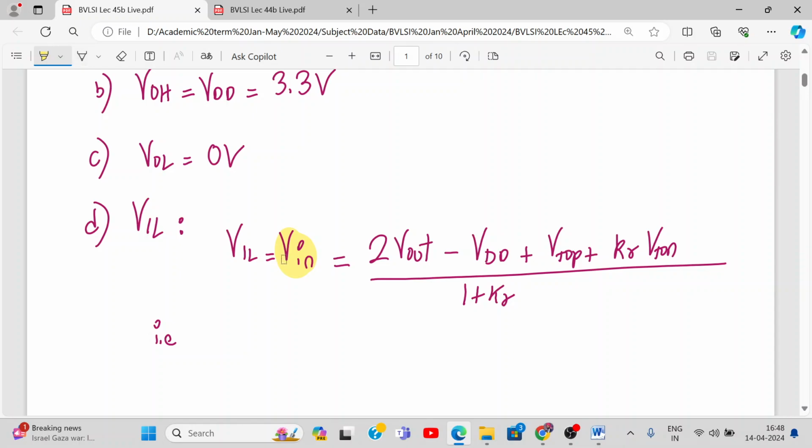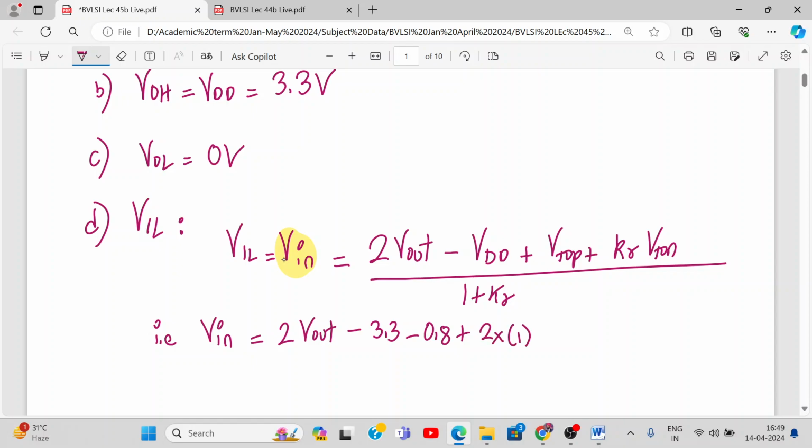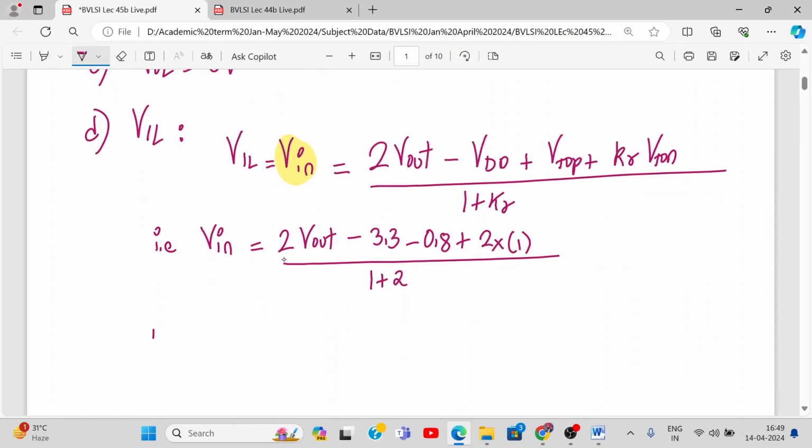We can write V in equal to, we don't know the value of V out, so we write it as it is, twice V out minus VDD, which is 3.3, VTOP is minus 0.8, KR is 2, so 2 into VTON is 1, so 2 into 1, divided by 1 plus 2. Let's solve this further. V in is equal to twice V out minus 3.3 minus 0.8 plus 2.